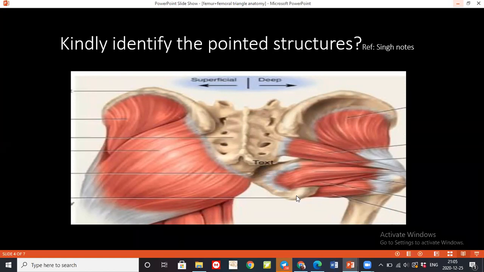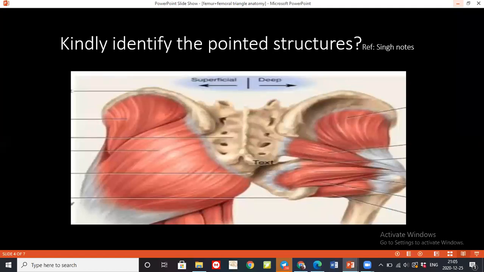Okay, can you tell me what are the muscles which attach on the ischial tuberosity? So I can see that on the top there is the quadratus femoris muscle. It's attached from the ischial tuberosity to the quadrate line on the femur. And there is obturator as well.